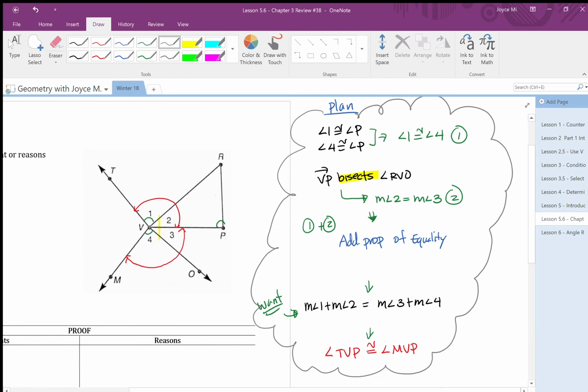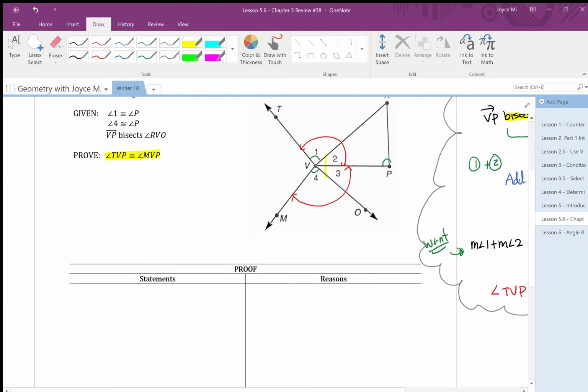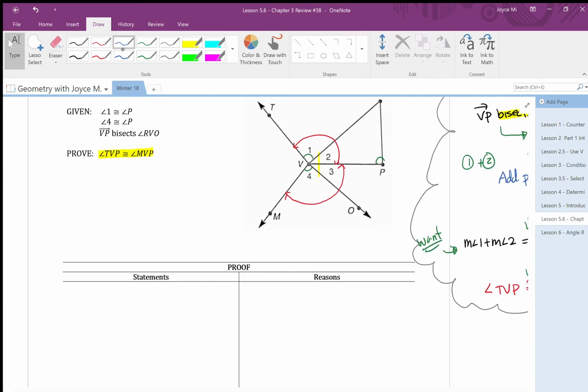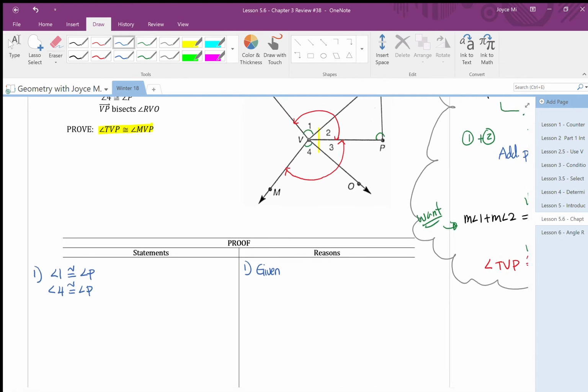So let's write it. On the left hand side, let me write it here. Given, step 1. I'm given angle 1 congruent to angle P. I'm given angle 4 also congruent to angle P. Okay, so this first piece is given to me. Now the next thing, using my plan, they both are congruent to angle P, therefore they must be congruent to each other.